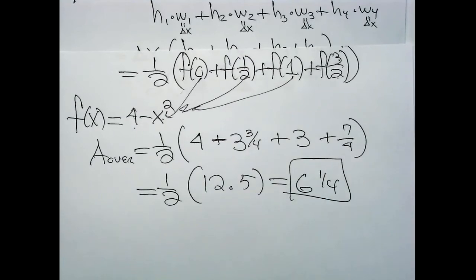So let's talk about what we discovered here. We did 2 different techniques of finding the area beneath the curve. One was an overestimate, one was an underestimate. The overestimate came out to be 6 1/4. The underestimate was 4 1/4. So you could probably get an idea of what the real area should be, probably about 5.